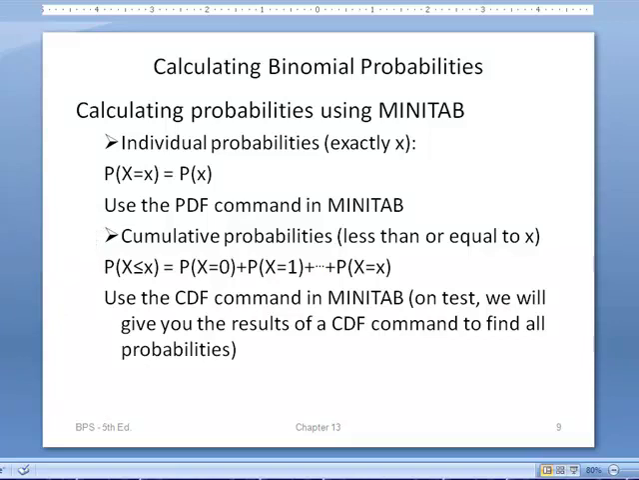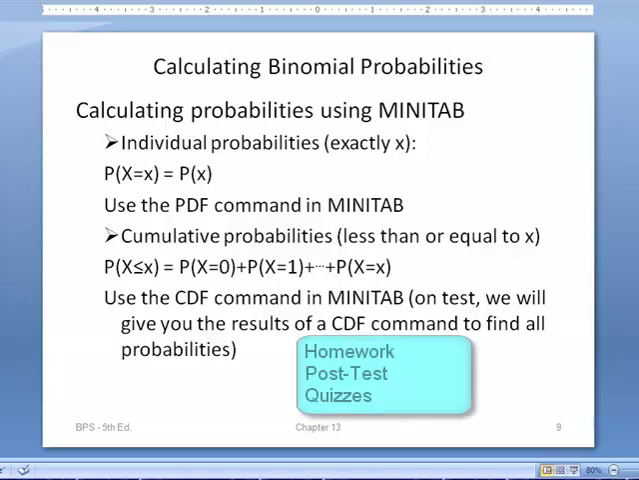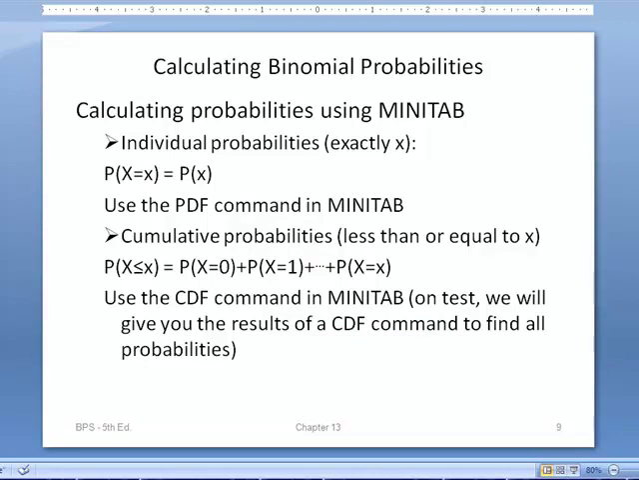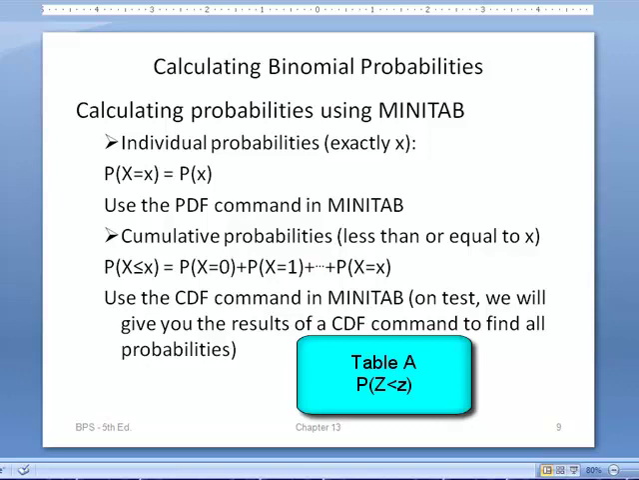We're going to work with binomials using the cumulative distribution function in Minitab. So we'll be doing a value and everything less than it. And we ask that you do your homework, your post-quiz, and your quizzes with this, because this is what you're going to be given on the test also. So you need to know how to work in here. But you've already done something very similar when you worked with the normal distribution. Table A was a CDF. So we'll use the same techniques.